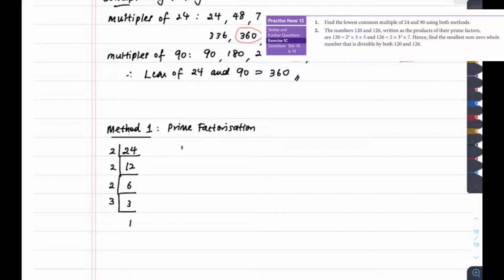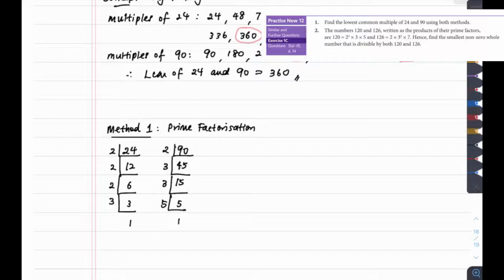Okay, same thing for 90. I'm going to divide by 2 to get 45. I can't divide by 2, so I divide by 3 to get 15. Divide by 3 to get 5. Divide by 5 to get my 1. Okay, so these are my prime factorizations of 24 and 90.